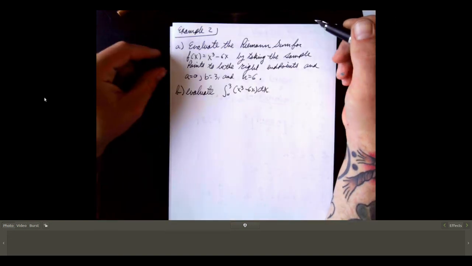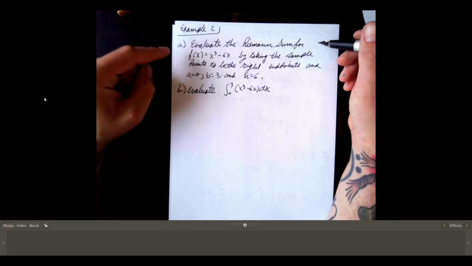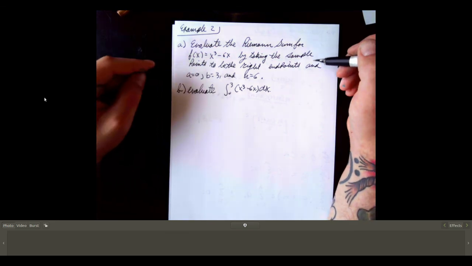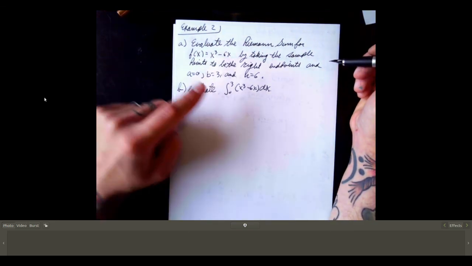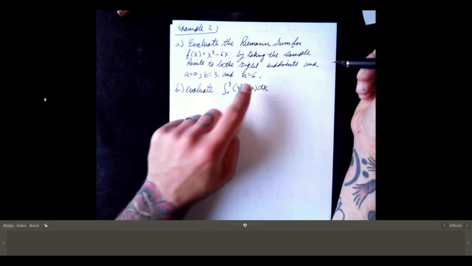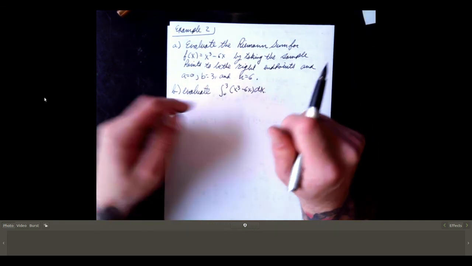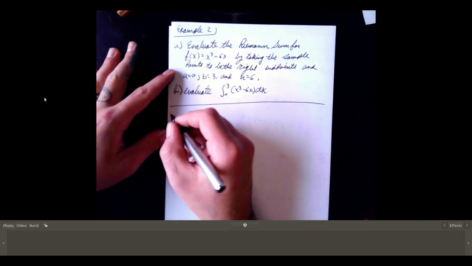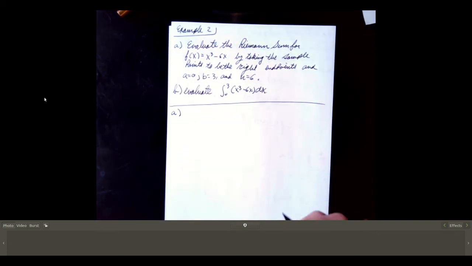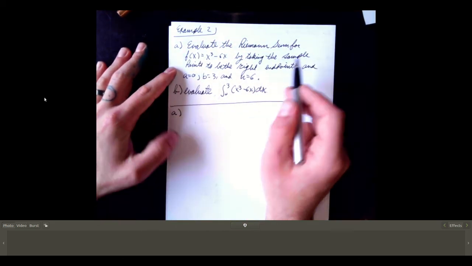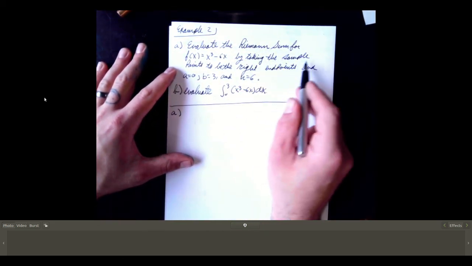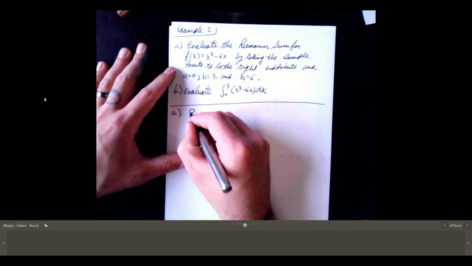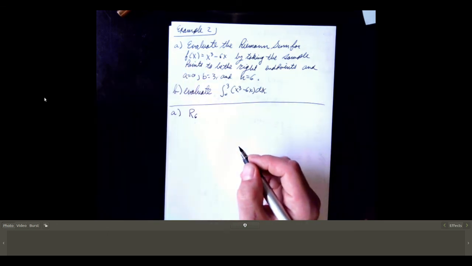So for our next example, we're going to evaluate the Riemann sum for f of x equals x cubed minus 6x by taking the sample points to be the right endpoints, with a equal to 0, b equal to 3, and n equal to 6. And then we're going to evaluate this integral going back to the limit of sums. Starting with part A, if we're going to use our Riemann sums with right endpoints when n is equal to 6, we're really looking to calculate R6 from 5.1.